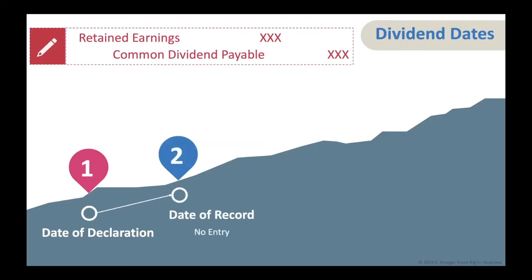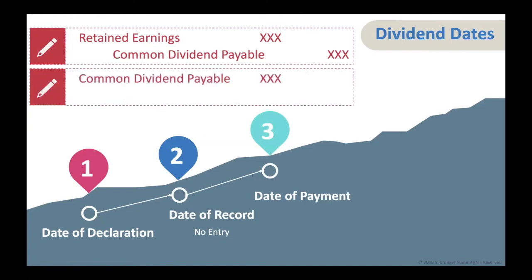We already know how much we are paying out from the declaration date. We just get the list of names on the record date. The final date is the date of payment. Just like it sounds, it is the date that the company pays their shareholders the dividends. On this date, the liability no longer exists and cash is paid out.